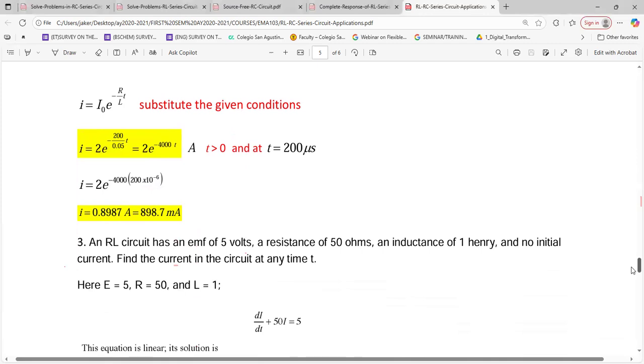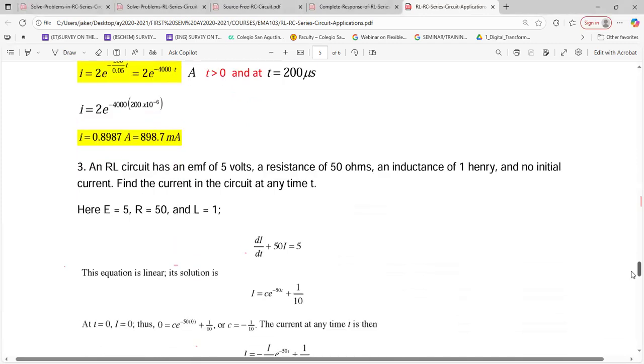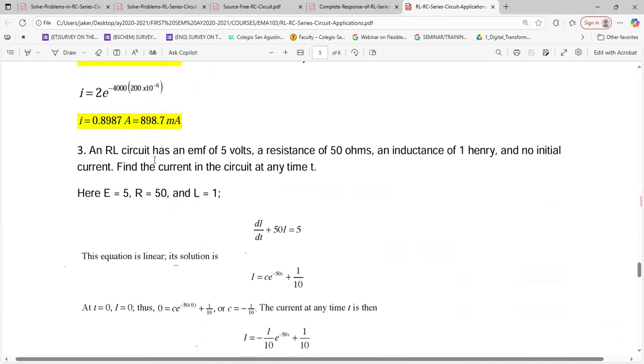Now moving on, we go to an RL circuit which this time is not source-free anymore. It now has an EMF. Number 3 here gives you an RL circuit having an EMF of 5 volts, so it's no longer 0. A resistance of 50 ohms and an inductance of 1 henry. And there was no current initially in the circuit. This is equivalent to saying that your capital I sub O is 0. You are to find the current in the circuit at any time t.